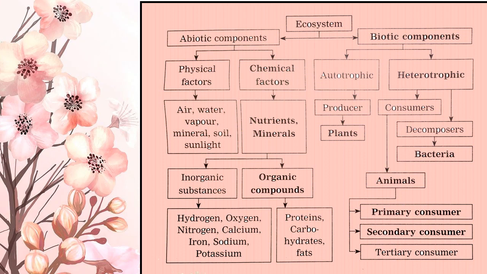Okay, let's study. Here we are going to see the chart which is given in your textbook, page number 37. Here the different components of the ecosystem are given. So students, there are two components of an ecosystem. First is the abiotic component and second is the biotic component. Now abiotic means non-living component, and biotic means living things, living components.